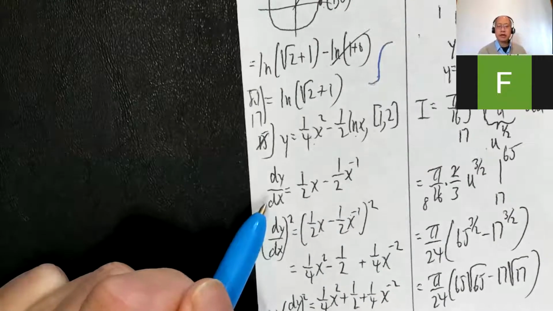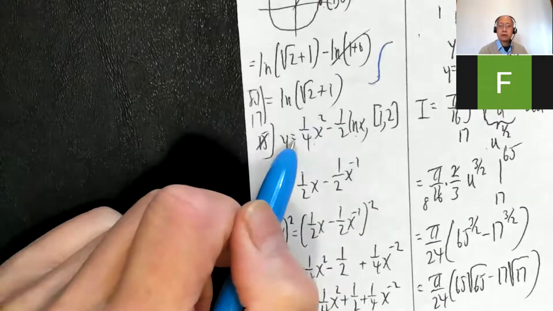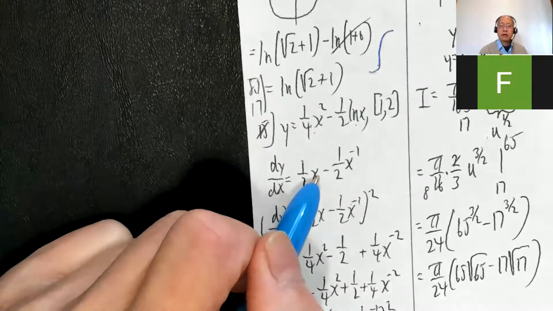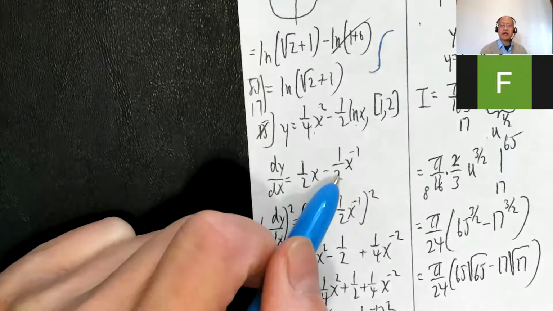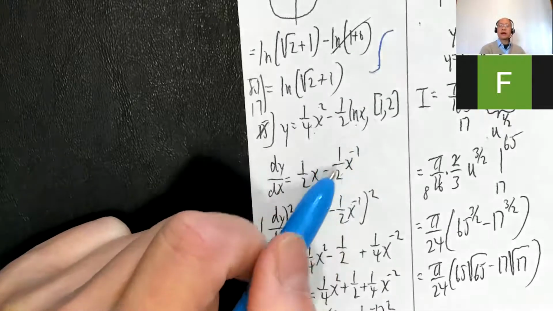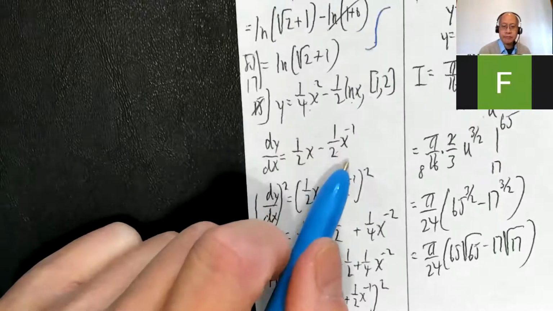Okay, so what's the derivative of this guy? So 1/2 x and minus 1/2 x to the negative 1. It's 1 over x. I'll write it as x to the negative 1.